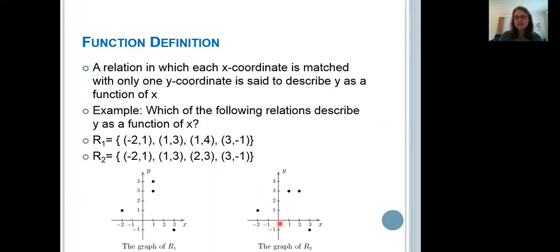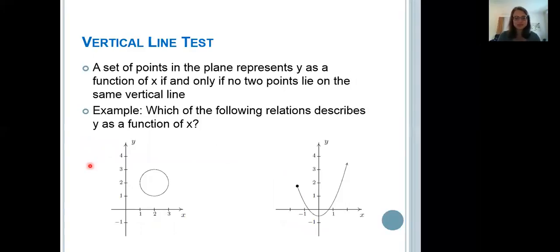Now here's the difference. Let's look at relation 2. If I put in an x of -2, I get out a y of 1. If I put in an x of 1, I get out a y of 3. If I put in an x of 2, I get out a y of 3. If I put in an x of 3, I get out -1. For each and every x in the set, there is only one possible y value. X's are inputs, y's are outputs. For every single input, there is only one output. Relation 2 is a function.